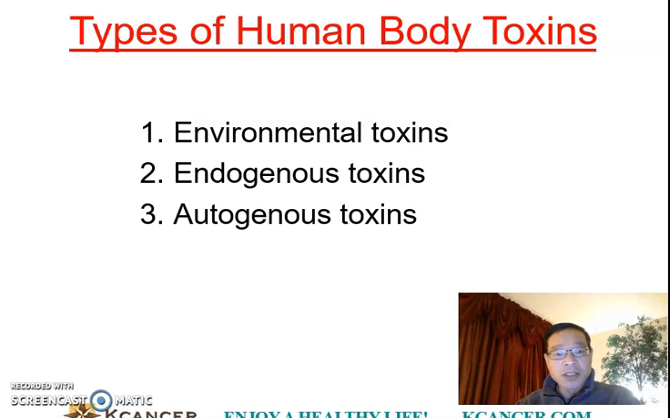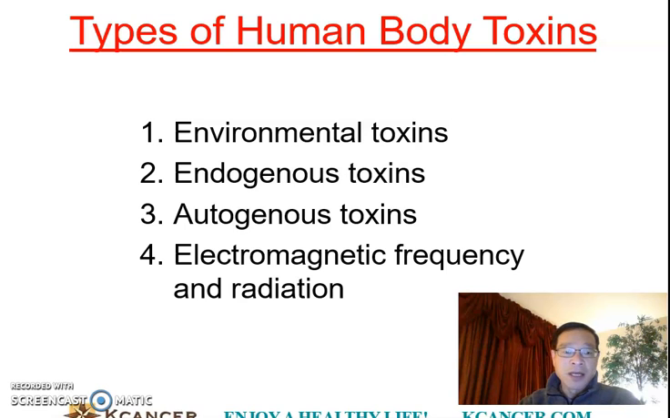And the third class is autogenous toxin. This is the toxin produced by the human cells. It has nothing to do with anything from outside. And then we have something we cannot see, for example electromagnetic frequency and radiation. And the biggest confusion is the endogenous toxin.